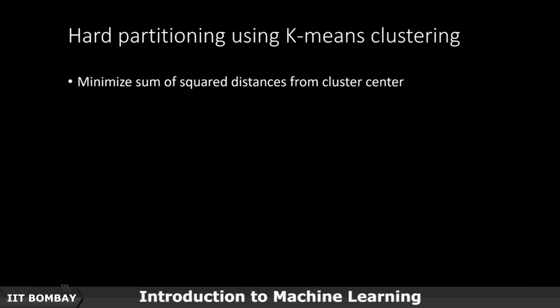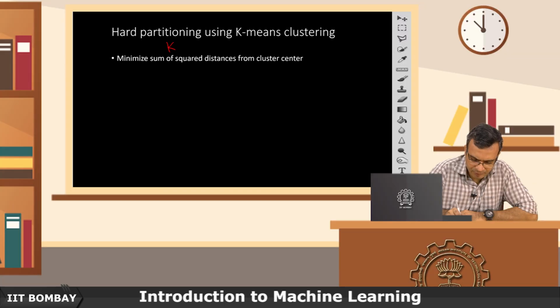Let's start with the most popular clustering algorithm, which is the k-means clustering algorithm. Basically the idea of this algorithm is that we will take all the n points that we have and do a hard partitioning into one of k clusters, and this k is something that is fixed. We will assume that we know k, so k is your hyperparameter.